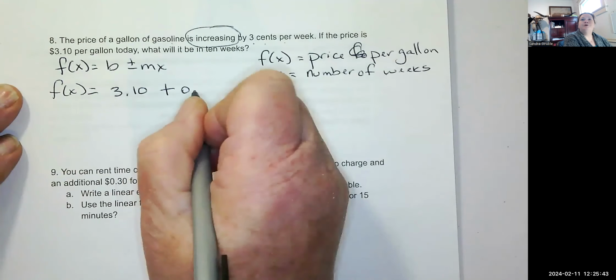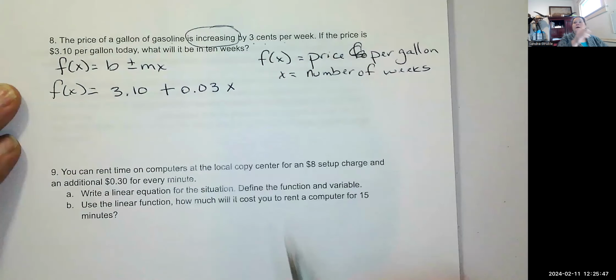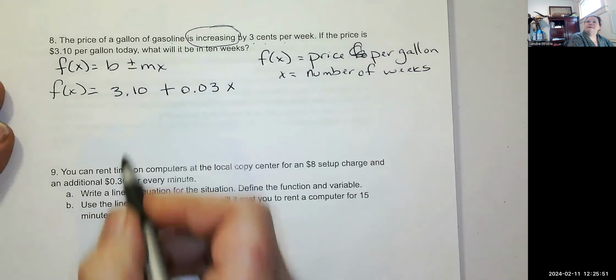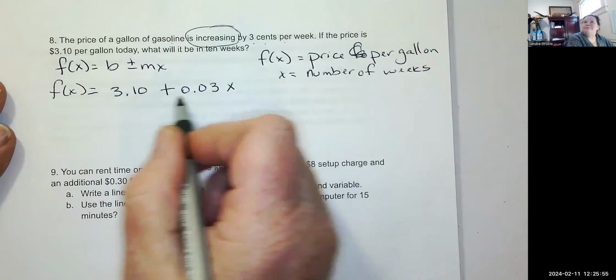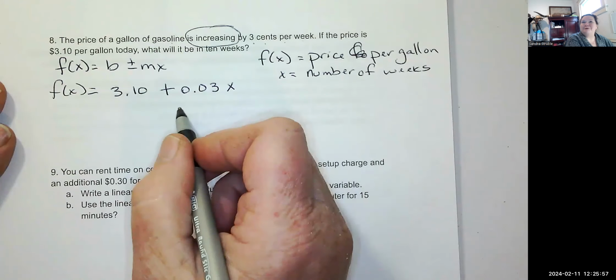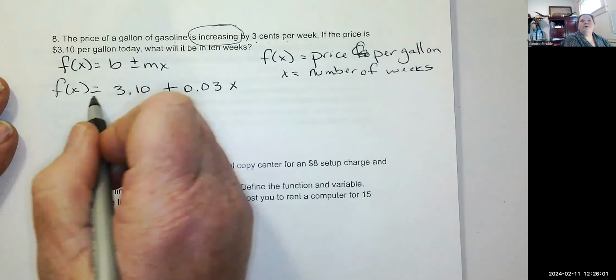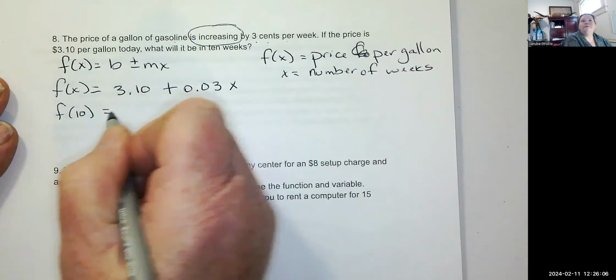Make sure that you put 0.03 times X, because it's not going to be 3X, because it's 3 cents. If it was just a 3, that would mean it's going up by $3 per week, and that's not what it is. So, and they want to know the value after 10 weeks. So F of 10, we're going to plug in 10 for our weeks.